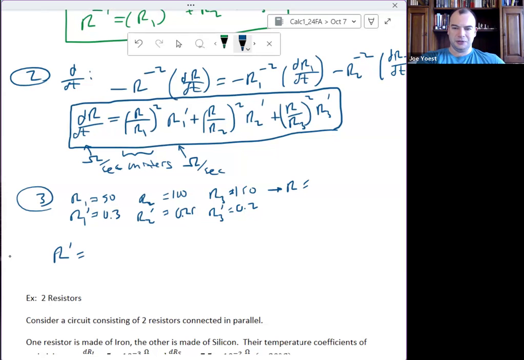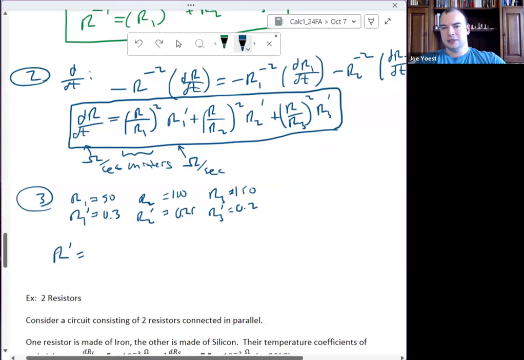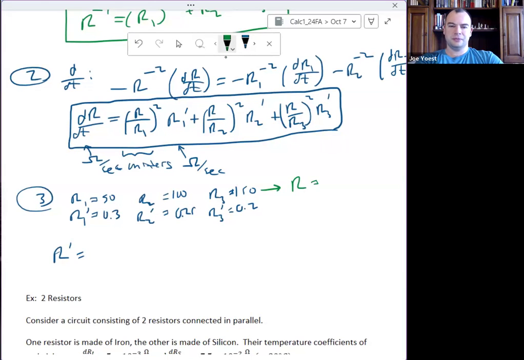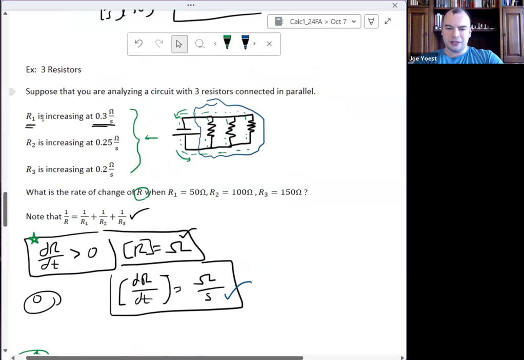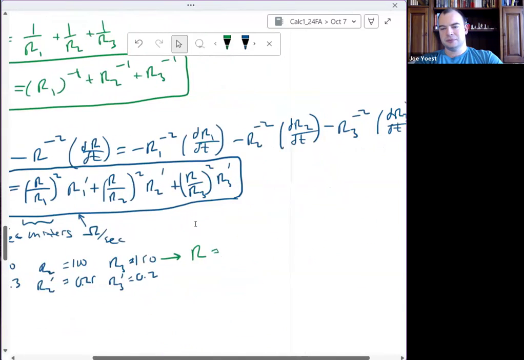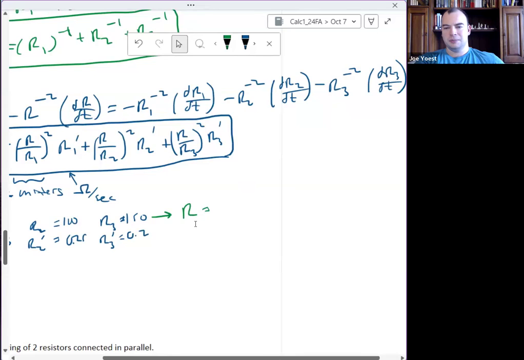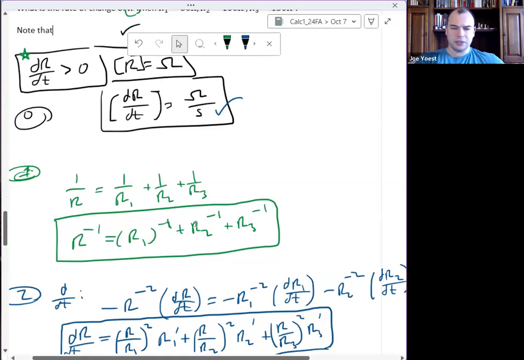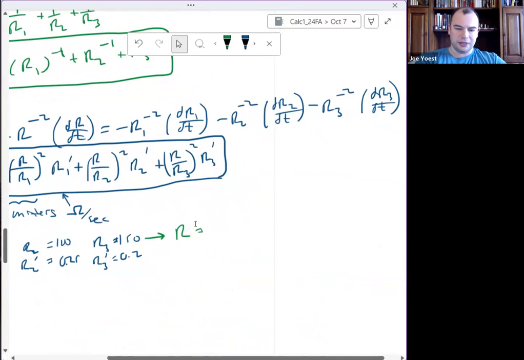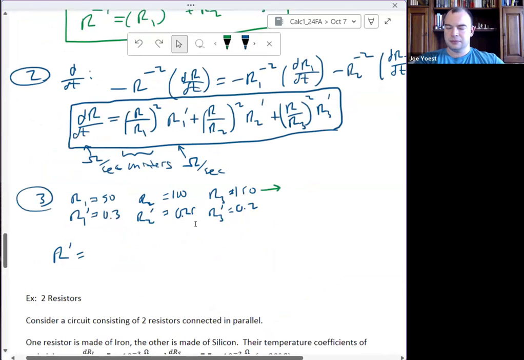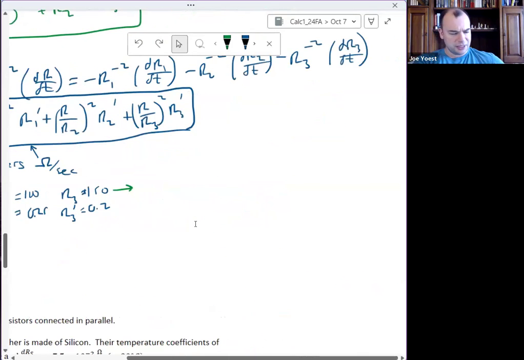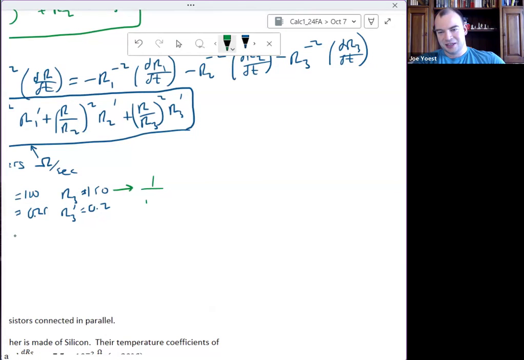So what is R? Maybe I'll actually do this in a different color because I'm kind of coming off to the side to do this. Well, I just go back to my algebraic relation: 1 over R is 1 over R1 plus 1 over R2 plus 1 over R3. Oh, what did I do there? Hit the wrong button. Okay, sorry about that. I hit function instead of control and it did something crazy.